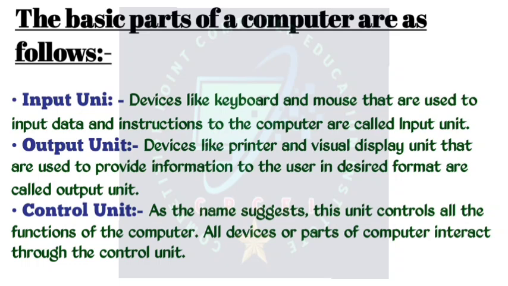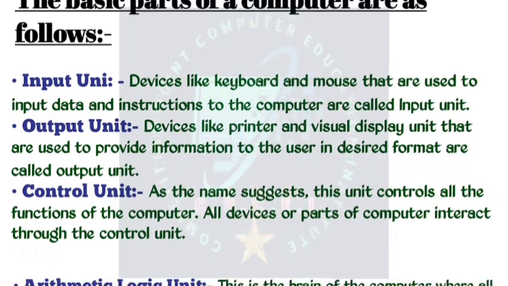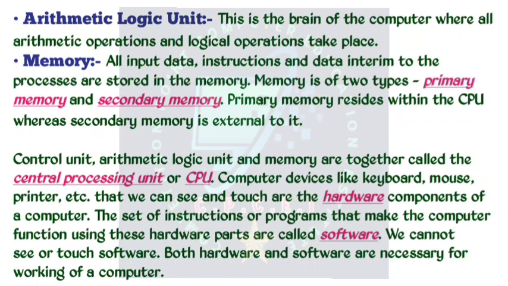Output unit. Devices like printer and visual display unit that are used to provide information to the user in desired format are called output unit. Control unit. As the name suggests, this unit controls all the functions of the computer. All devices or parts of computer interact through the control unit. Arithmetic logic unit. This is the brain of the computer where all arithmetic operations and logical operations take place.